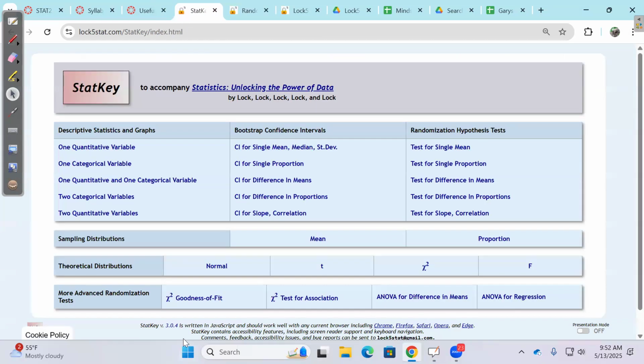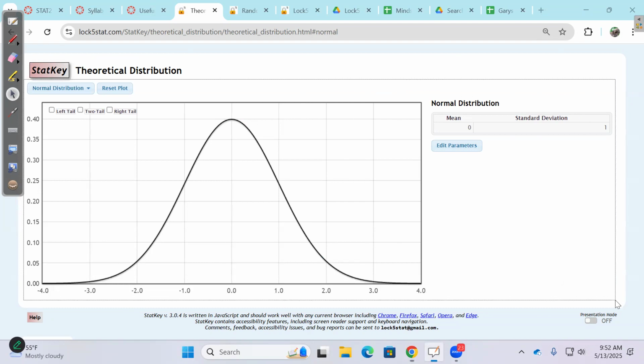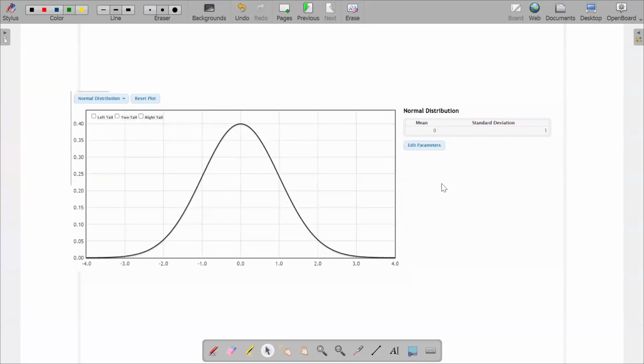And on the StatKey homepage, further down, the second to last line says theoretical distributions, and one of them is called normal. The one that's graphed here in StatKey is called the standard normal distribution. I want to mention a couple things about this before we mess with it. So this particular one is called the standard normal.